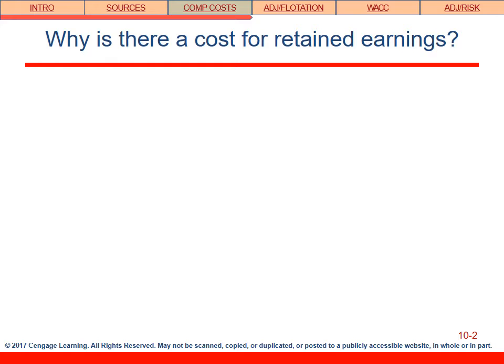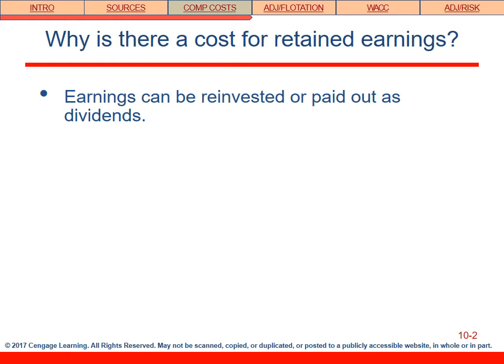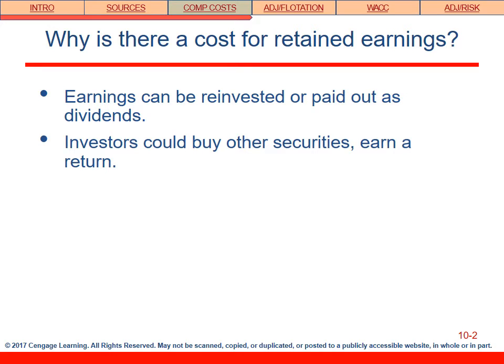Why is there a cost for a firm retaining its own earnings? Well, we already know that a firm's earnings can either be reinvested, and that's what retained earnings are, or the firm can use those earnings and pay it out as dividends. An alternative, of course, is to do a little of both. Investors could buy other securities and earn a return.